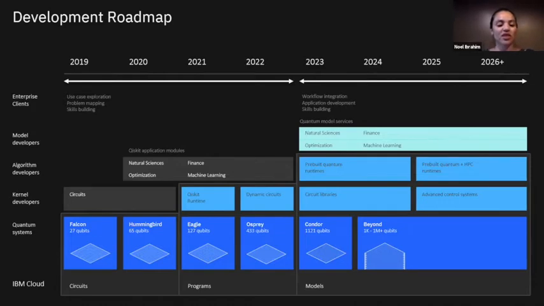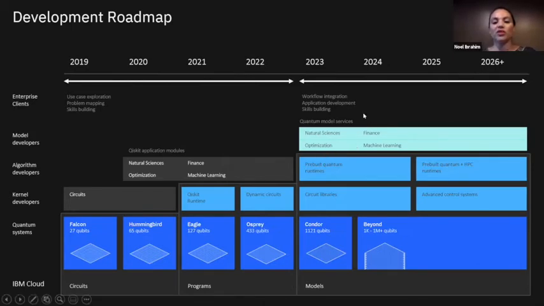And as we see here, the development roadmap first starts with kernel developers who develop circuits and are more involved with pulse level types of applications. And then we have algorithm developers. So these are people who actually develop new algorithms to take advantage of quantum hardware, such as academic researchers, for example, and other applications researchers in industry.